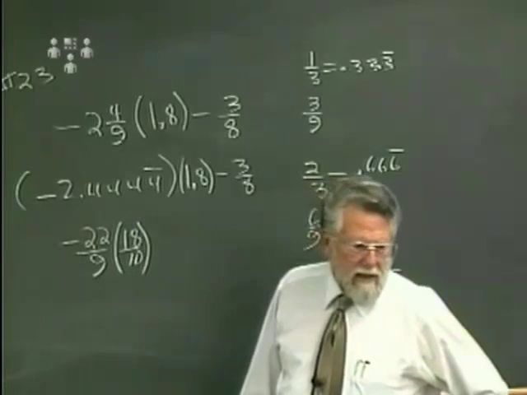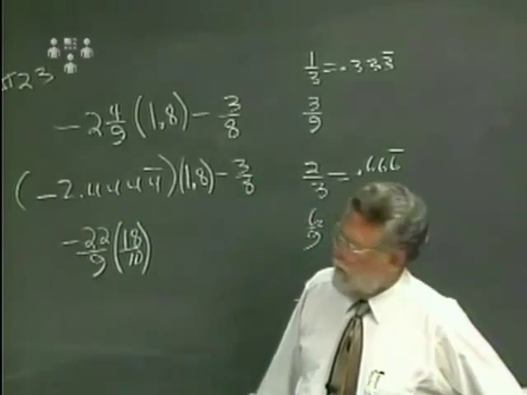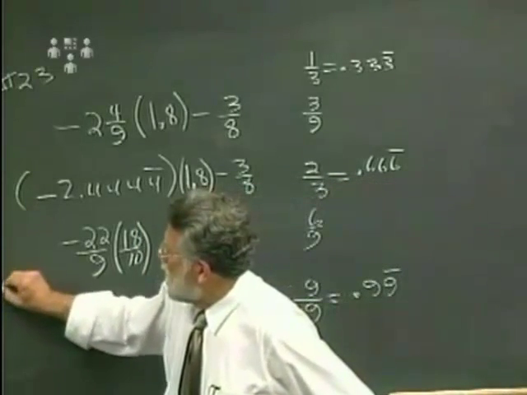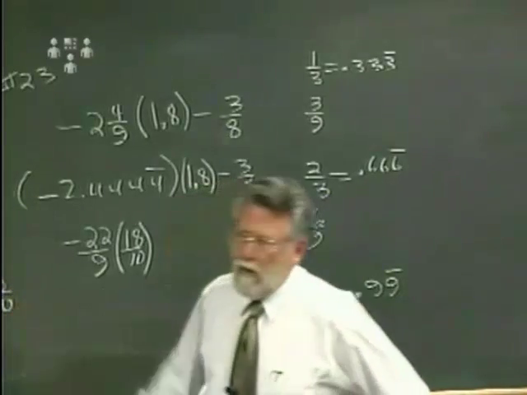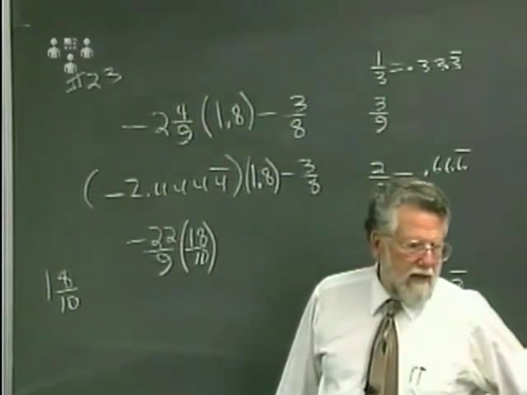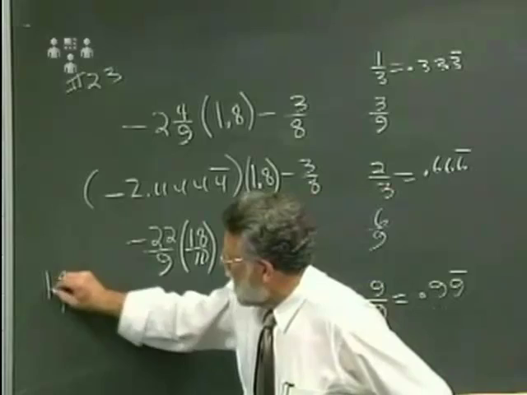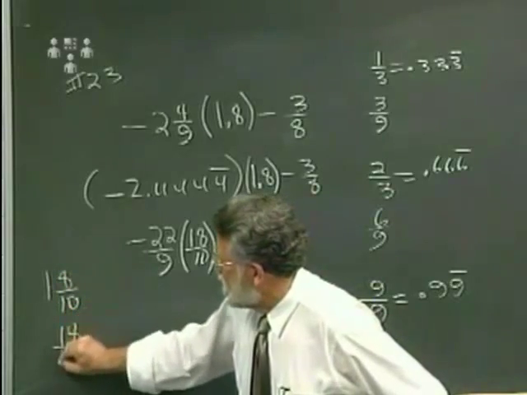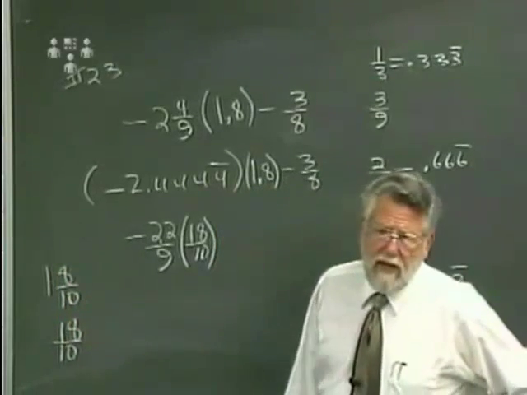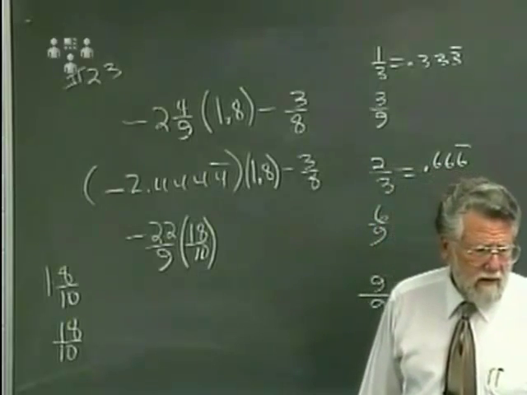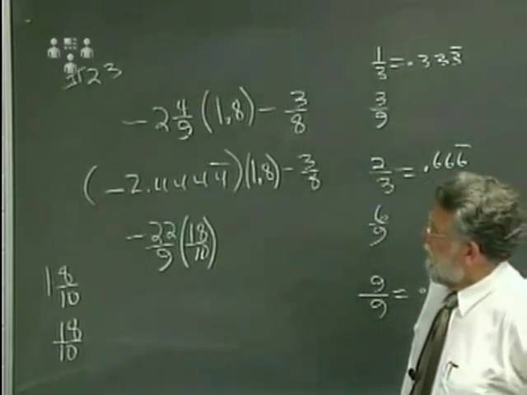Okay, 1 8/10 is 1.8. Otherwise, your 1 8/10 can be written this way. We usually say 1.8, but 1 8/10 is that way, and then you multiply, getting 18 over 10, which you could write as 9/5. Yes or no?